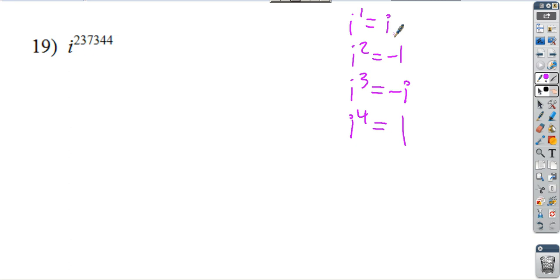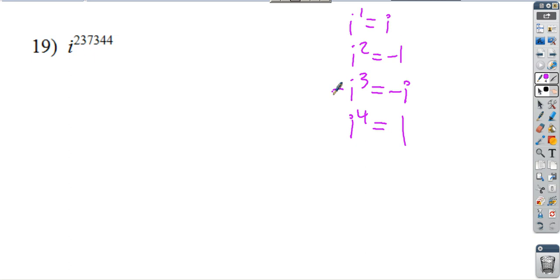Alright, this one right here, raising i to an enormous power. So really what you need to know here is the fact that there's a pattern that repeats with the i's. And there's a proof for this in one of the earlier videos, but the pattern goes: i to the first is i, i to the second we already said was negative 1.